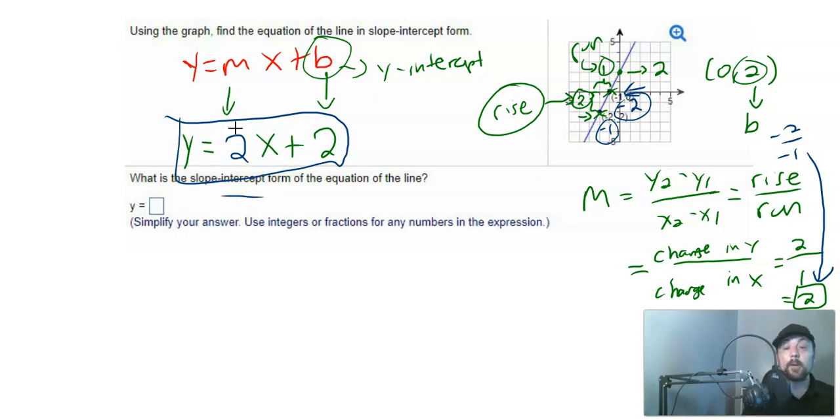How to find the slope from a graph. You do rise over run. How far up or down, going from one point to the next, how far left or right, and then divide those two numbers to get your slope.